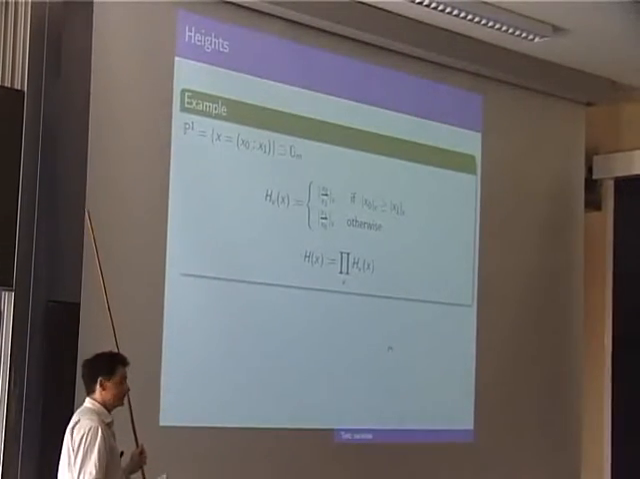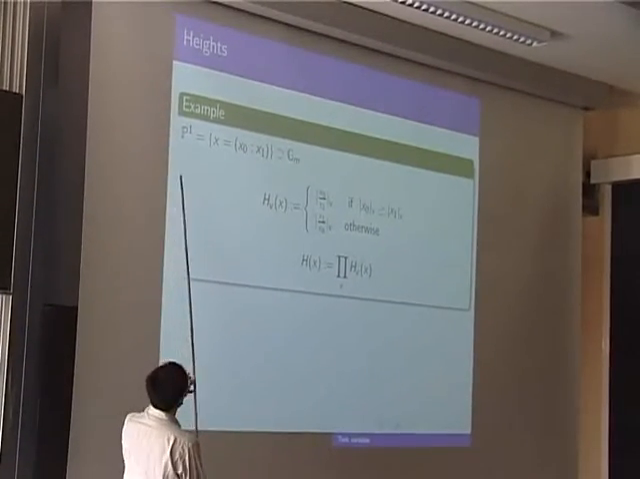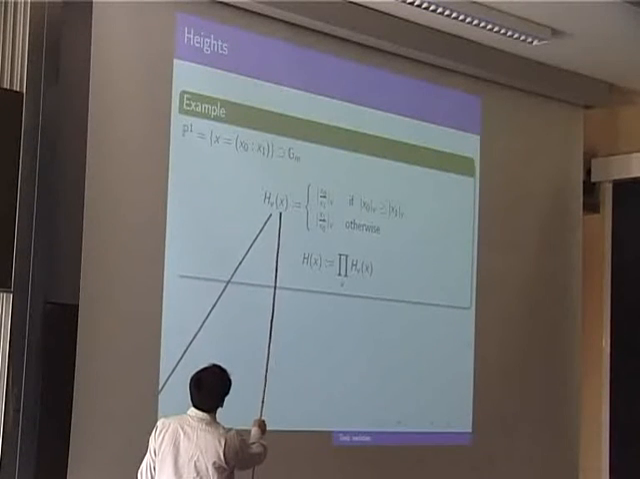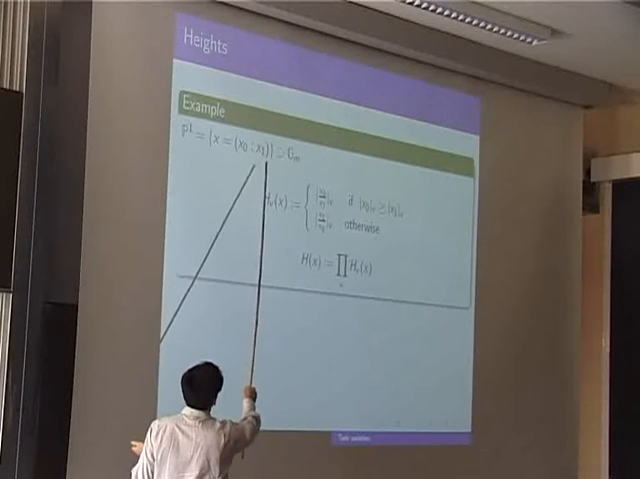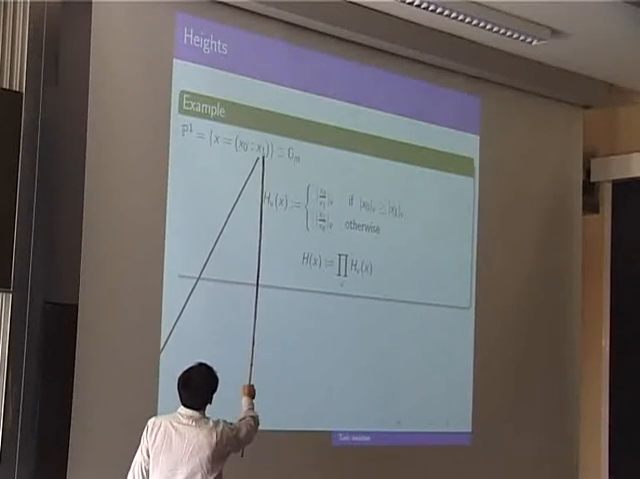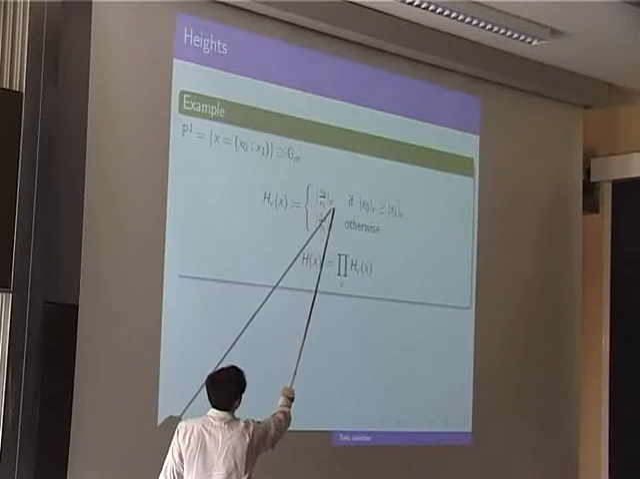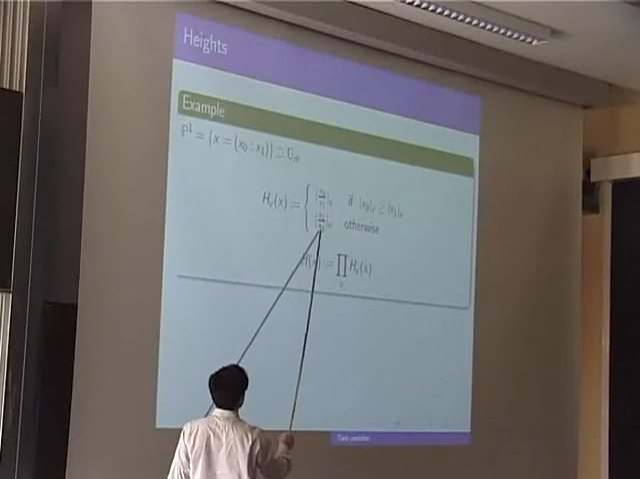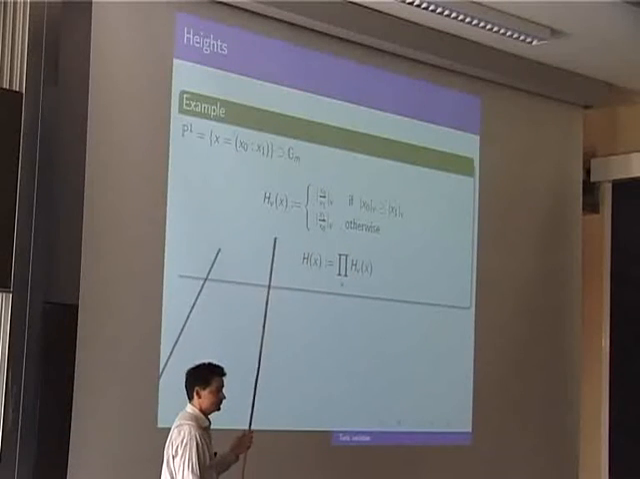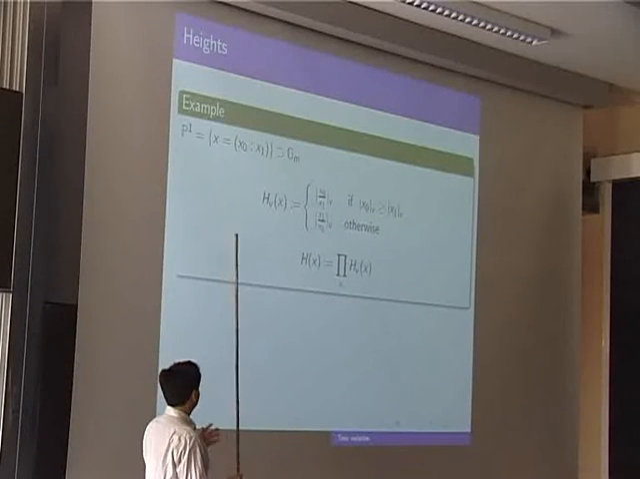Okay. So now we have the geometry. We move on to heights. So here is the way to define height of a point. For example, x0, x1 are non-zero. So you would look at, say, x0 over x1 if you have this, and x1 over x0 otherwise. Okay? And then you have a product formula.